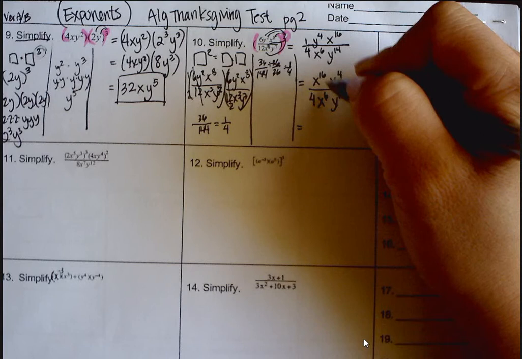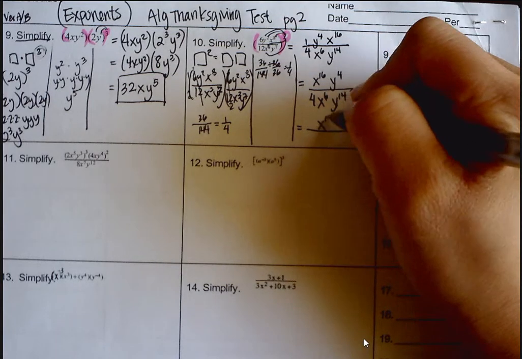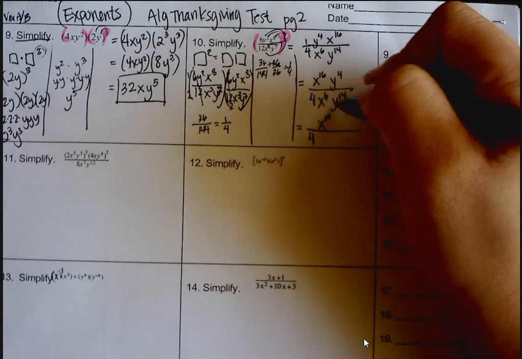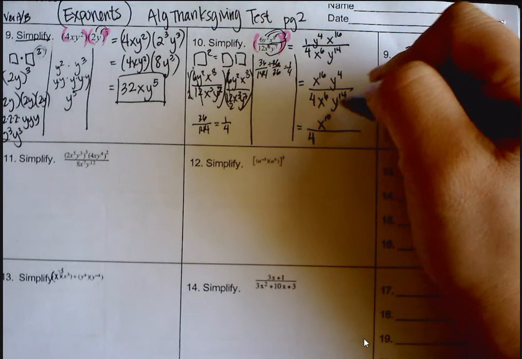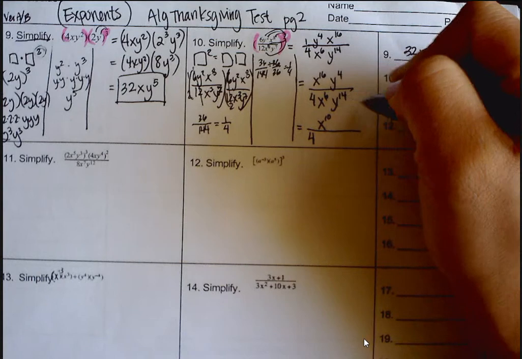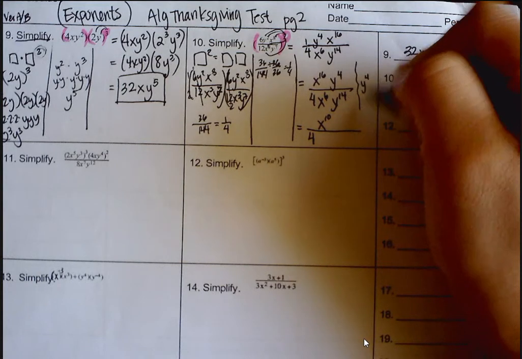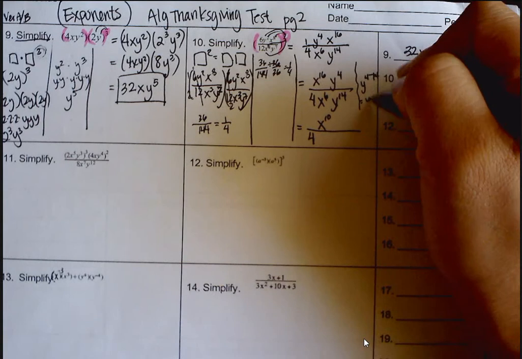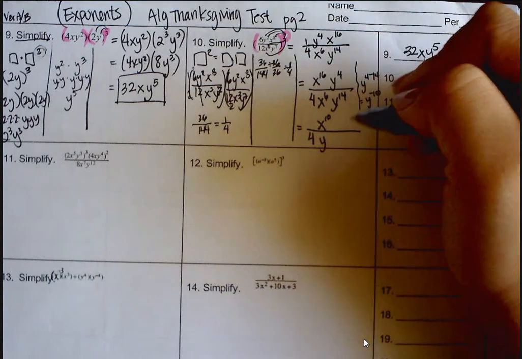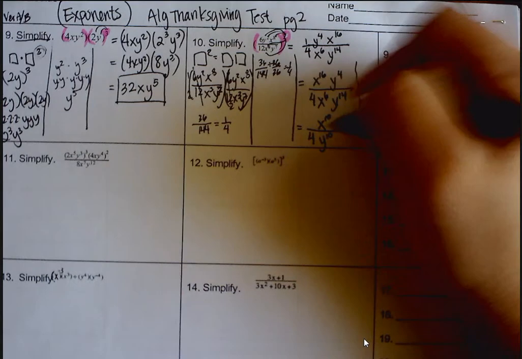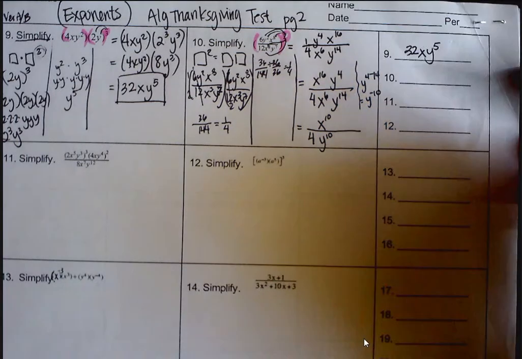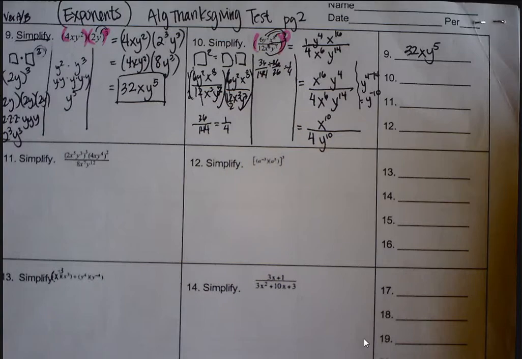y to the 4th over y to the 14th, the same base, dividing, so we can subtract 4 minus 14. 4 minus 14 is negative 10. But since that's a negative, that's going to go in the denominator. If you make it go to the denominator, though, you have to make the exponent positive. Okay, and can I reduce anything here? No, because these are x's, these are y's, they're not related. Even though they have the same exponent, it doesn't really mean anything. You can't simplify that.